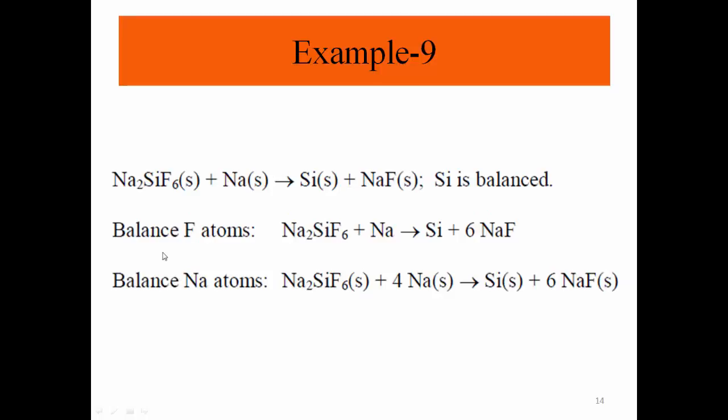Next example, if we have Na2SiF6 plus Na is going to give us Si plus NaF. So see, Si is balanced. F, here we have 6, here we have 1. So we need to place 6 in front of NaF, as you see here. Then we need to see Na, or sodium. Here we have 6, and here we have 2. So 6 minus 2, we need to put 4 here. So the whole equation is balanced now.